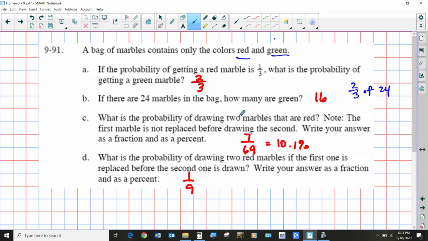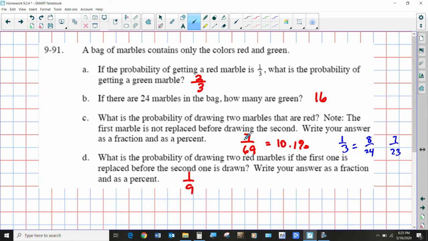What is the probability of drawing 2 marbles that are red? Note, the first marble is not replaced. Ooh, that changes our probabilities, okay? So we know our probability of getting a red is 1/3, which is the same as 8 out of 24, correct? So if you took one of those out and didn't replace it, then now you've got 7 out of 23.